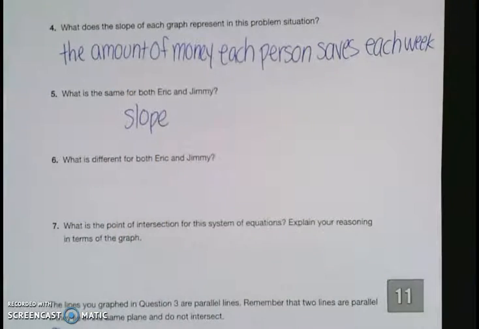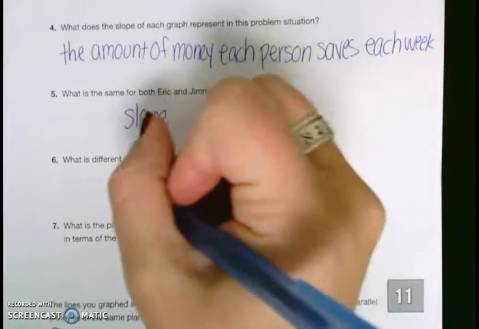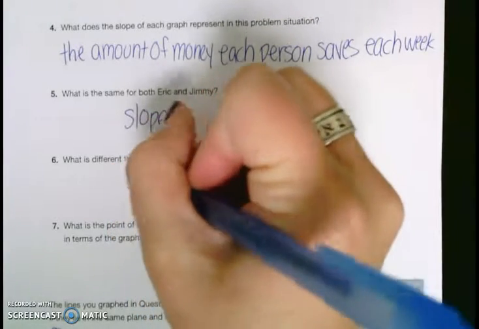Number 6 says, what is different? The y-intercept would be what's different because it's the amount that each boy already has in his savings account. Jimmy already had 64, and Eric had 25, so go ahead and write the y-intercept.